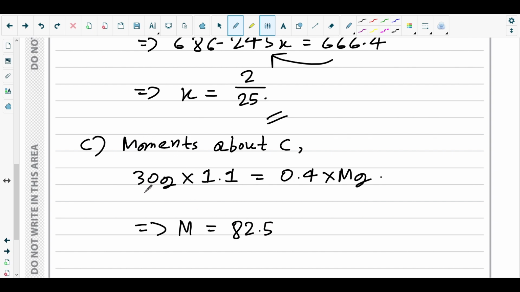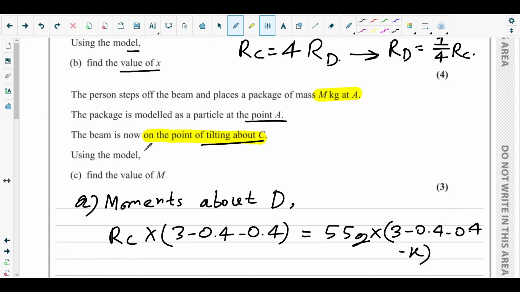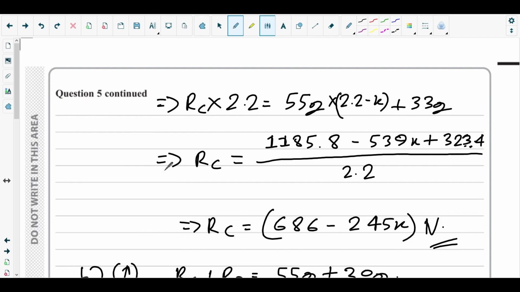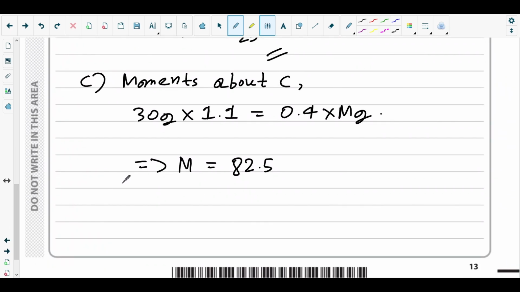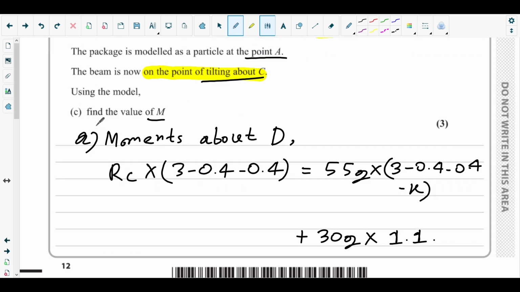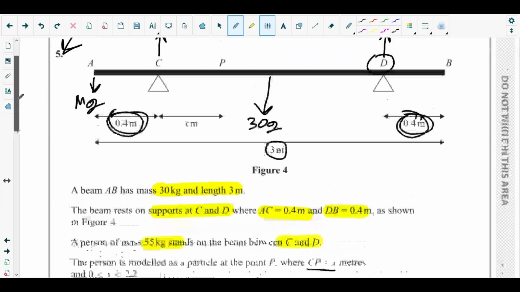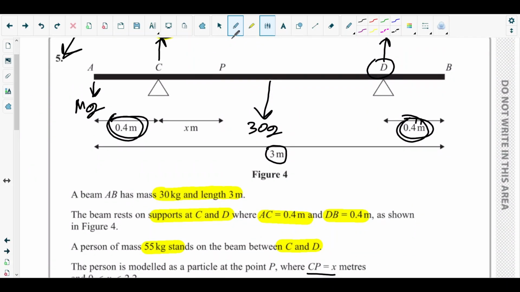Did they ask for the mass or the value of m? They just asked for the value of m, so we don't need to mention any units. So the value of m is 82.5, and that's what part C has asked for. And that's the end of question number 5 from the January 2024 Mechanics 1 paper. That's it.